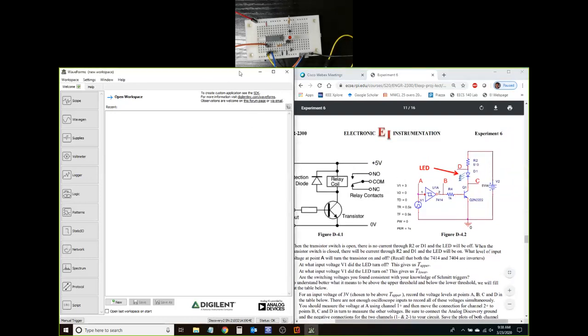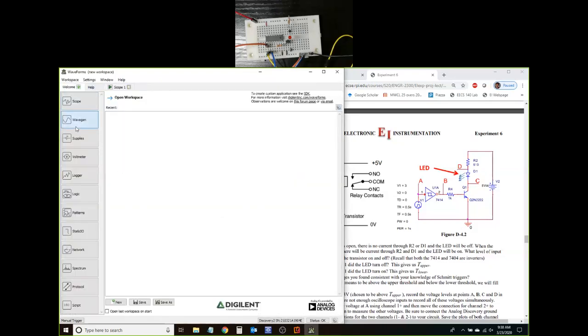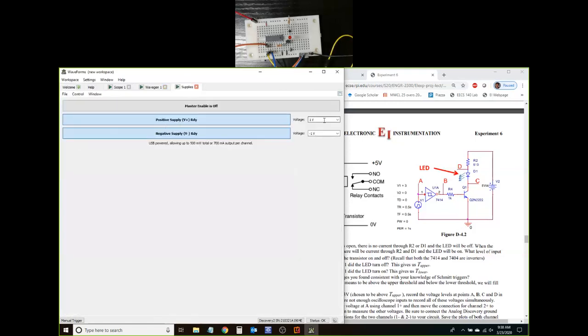So I'm going to use my waveforms window to turn on the scope as well as the wave gen. Let's see, go to welcome, wave gen I need, go to welcome, supplies I need. So supplies I'm going to need plus 5 volts. So I'll do that. Turn it on. And then as you can see, the LED is right now on just because you have turned on the source.